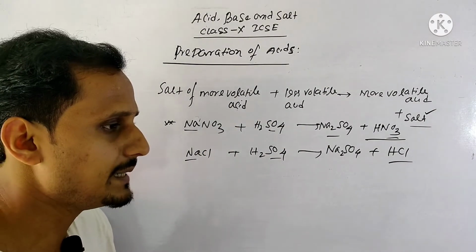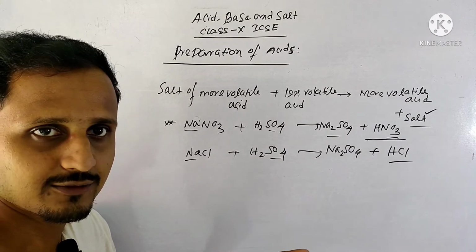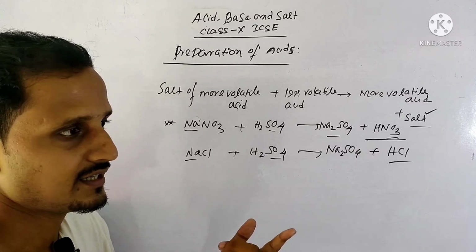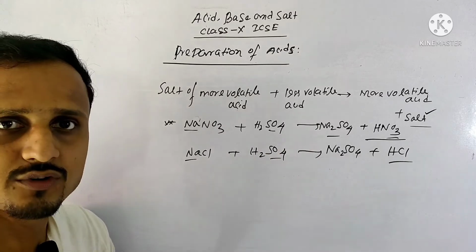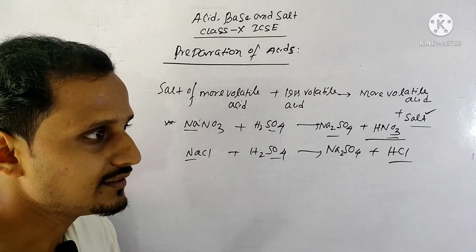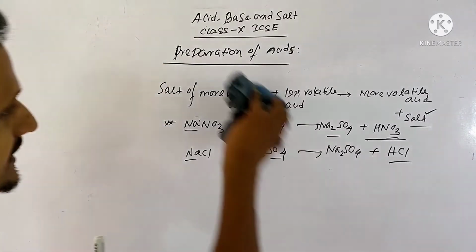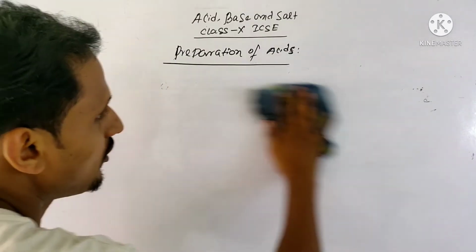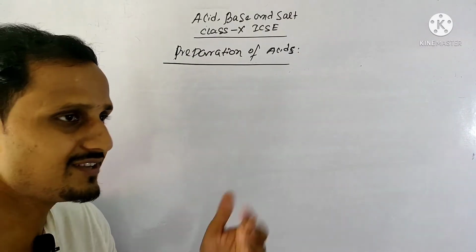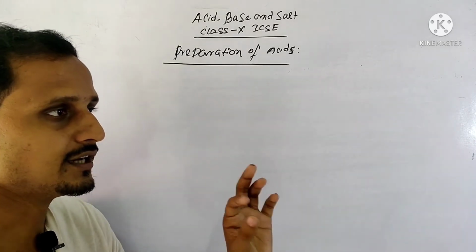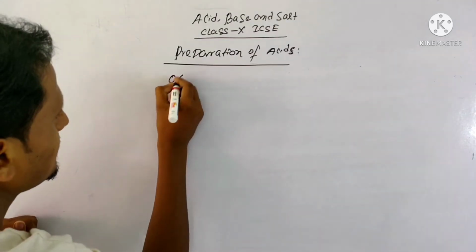Now again we can prepare the acids by the reaction of a non-metal with an acid. Now sulfur, when it reacts with nitric acid, can form the corresponding acid, water, and nitrogen dioxide. This reaction is very important. It is oxidation. We know that nitric acid is a very good oxidizing agent, so it can oxidize the corresponding non-metals.